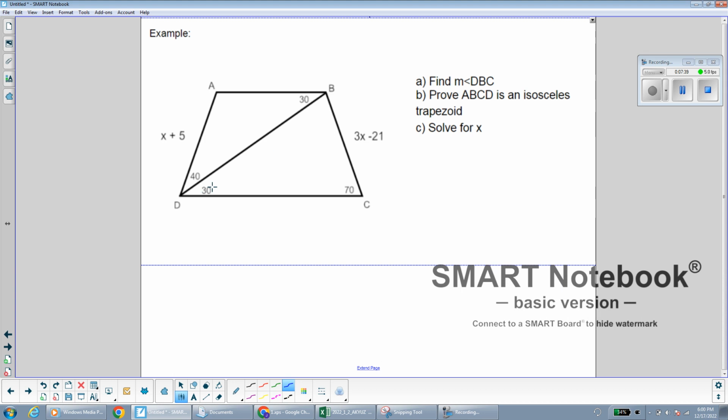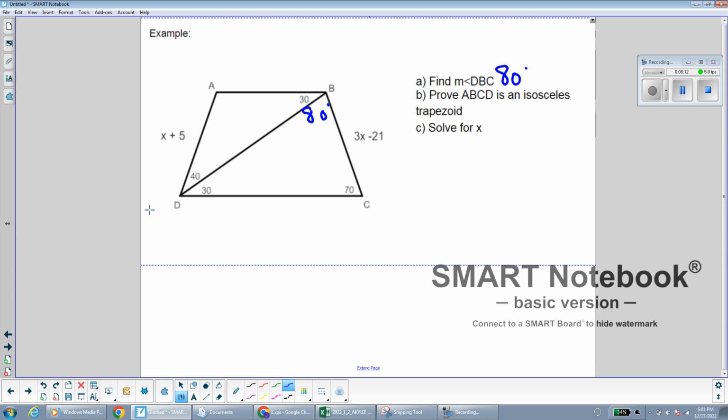And I see that angle DBC, this angle over here, is the last missing angle of triangle DBC. We have two other angles in the triangle, the 30 and the 70. 30 plus 70 is 100. So that means that angle DBC needs to be 80 degrees, since all the angles in a triangle do always add to 180 degrees. The next part of the question tells us to prove that ABCD is an isosceles trapezoid.